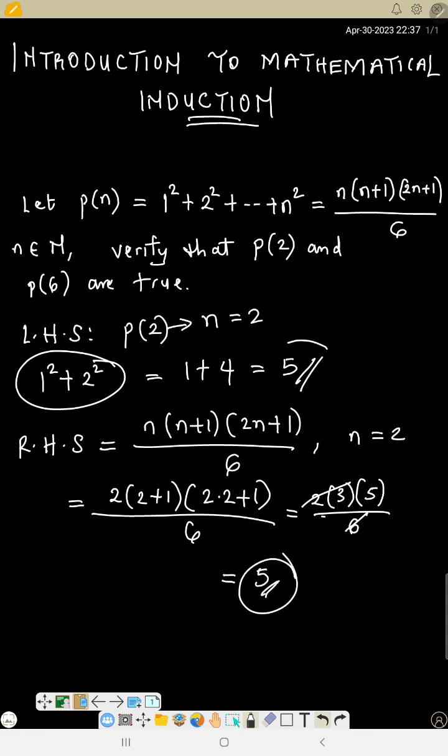So this is true. The left hand side gives you 5 if you sum the first two, and the right hand side also gives you 5. So this statement is true for P2. Now let's test P6.